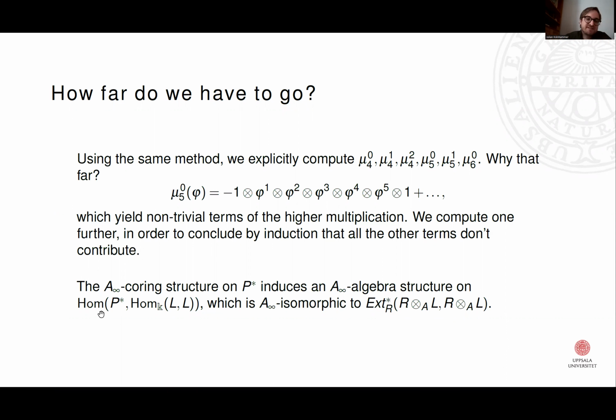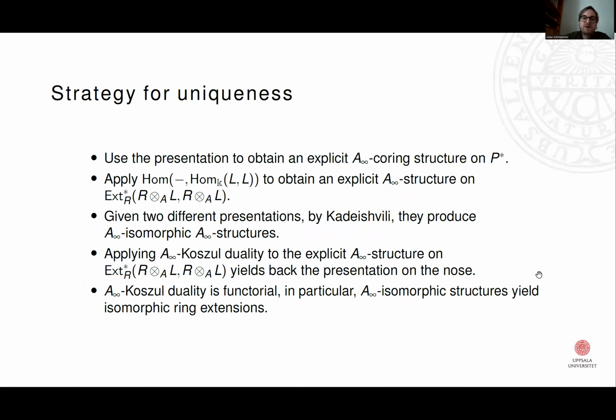So what we do is we take this A-infinity co-ring structure on P star in the next step, and we dualize by applying Hom into Hom LL to get some A-infinity structure. It's just some sort of duality. And this A-infinity structure turns out to be A-infinity isomorphic to the X algebra we're interested in. Now, how does that help? That's one key part of the strategy for uniqueness, which I just want to recall briefly before going to the last part.